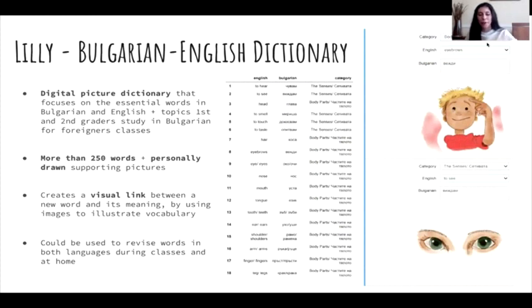Yeah. Okay, perfect. So for my project, I created a digital picture dictionary that focuses on the essential words in Bulgarian and English, plus topics that first and second graders study in Bulgarian for foreigner classes. Inside the dictionary, children will find more than 250 words in both languages, with supporting pictures drawn personally by me. The project is related to teacher assistance in first and second grade, which I'm going to discuss a little bit more in detail later on.